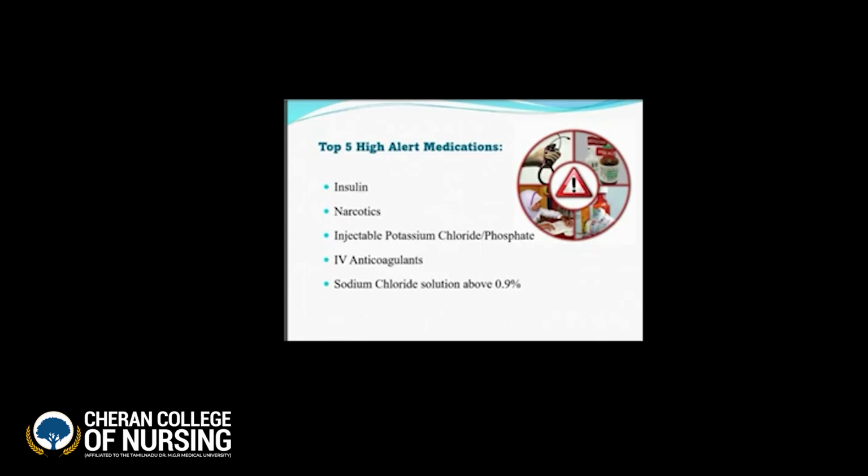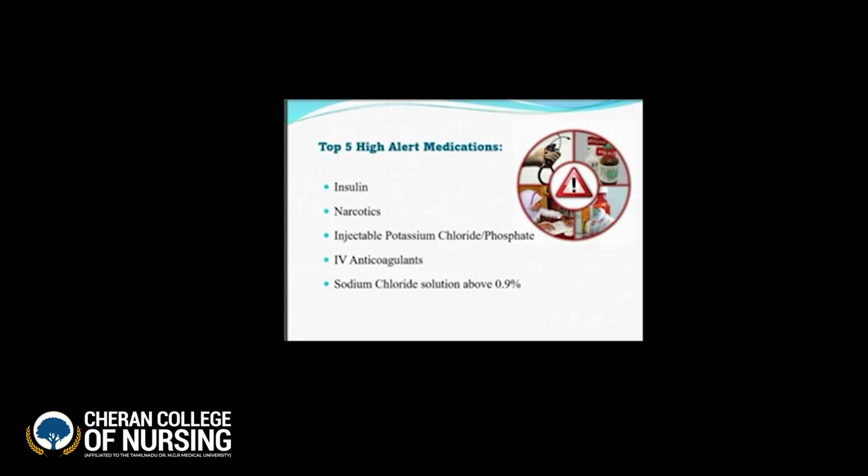What's the difference between sodium chloride solution above 0.9 percentage and the normal 0.9 percentage sodium chloride? If you use the hypertonic sodium chloride solution instead of 0.9 percentage, there is a chance of death, and hypernatremia will happen. So be careful when dealing with this percentage of sodium chloride. It should not be above 0.9 percentage unless required.